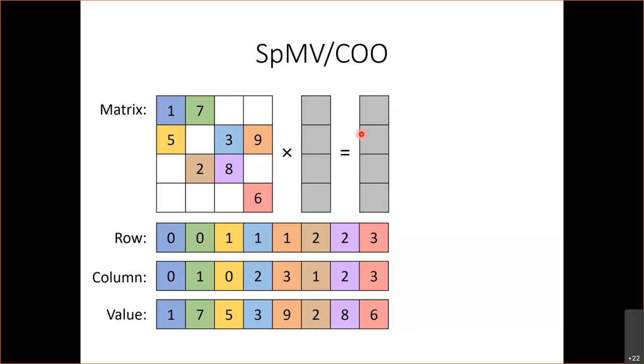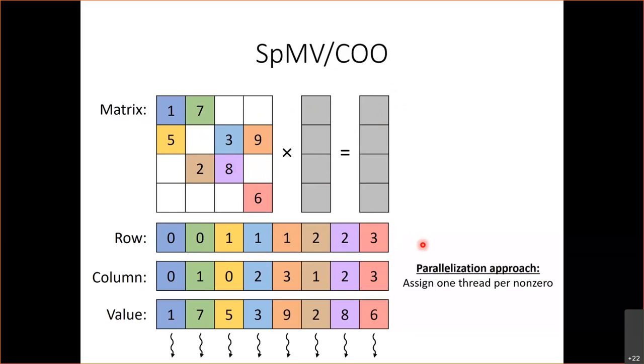Okay, what does the COO format make easy for me to do? Assign a thread to each non-zero element. Right, exactly. I can assign a thread to each non-zero element in the matrix. So the most sensible parallelization approach is to assign a thread for every non-zero element in the matrix. And what that looks like down here is that I assign a thread to every value in the value array. I think somebody had mentioned that at the beginning, but I just wanted to emphasize logically what was going on. Logically, what we're doing is we're assigning a thread to every non-zero in the matrix, right? Physically, what happens is we assign a thread to every element in the non-zero array, in the values array.